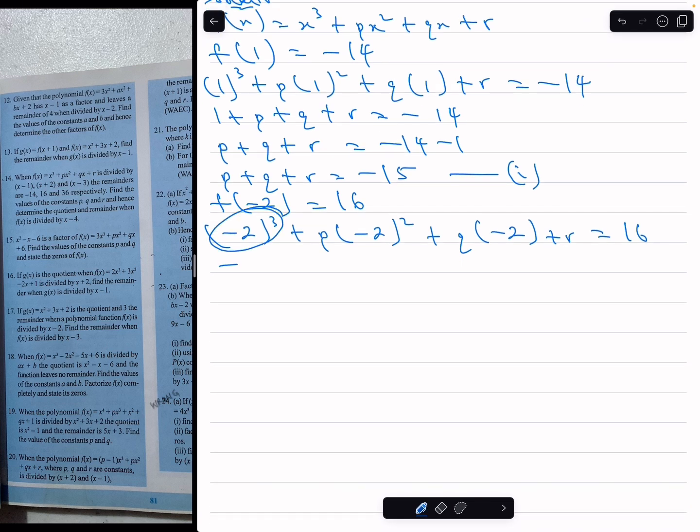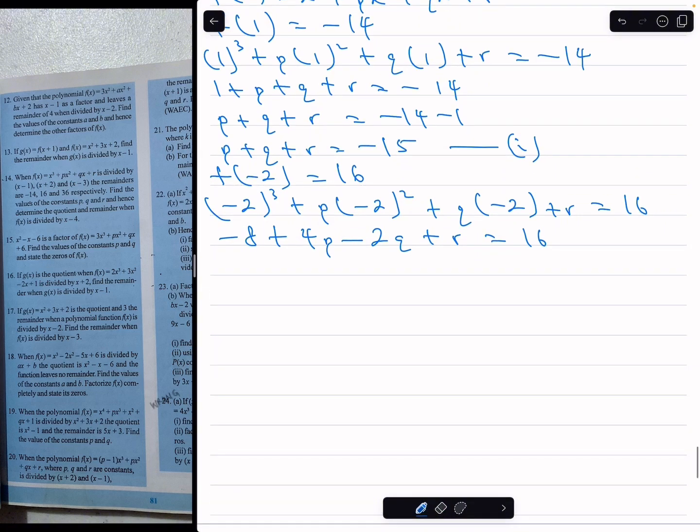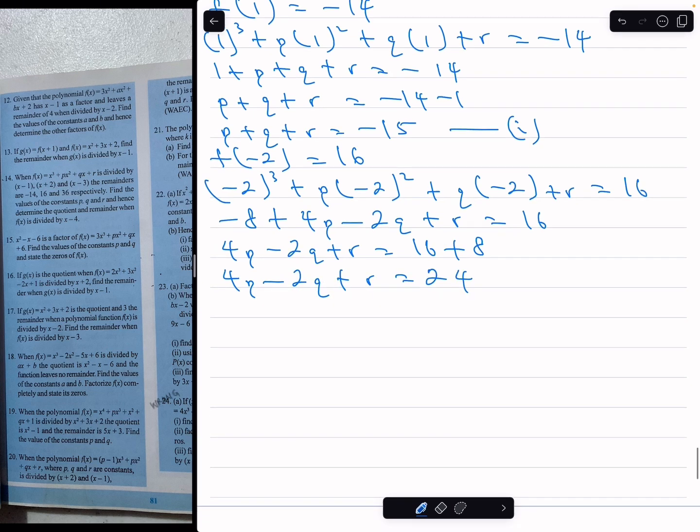The cube of minus 2 is minus 8. Now the square of minus 2 is 4 times p. That's 4p. Q times minus 2 is minus 2q plus r equals 16. And this simply means 4p minus 2q plus r equals 16 plus 8, which means 4p minus 2q plus r equals 24. We can call that equation 2.